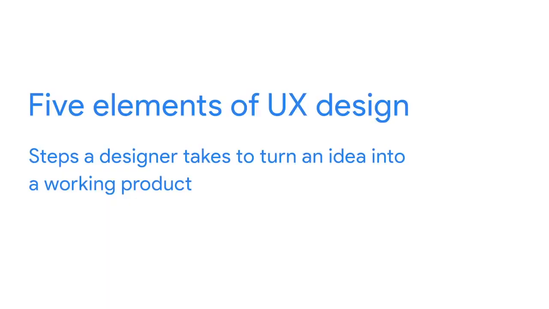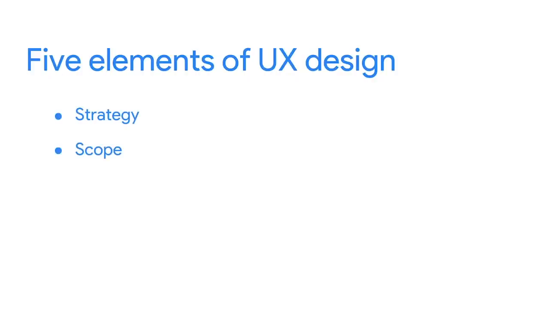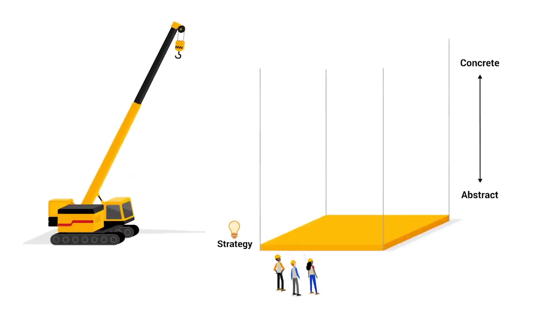The 5 Elements of UX design is a framework of steps a designer takes to turn an idea into a working product. This framework consists of, wait for it, 5 elements: strategy, scope, structure, skeleton, and surface. Each element refers to a specific layer involved in creating the user experience, and each layer is dependent on the one below it. The bottom layer is strategy. This is where you'll define the user's needs and business objectives.